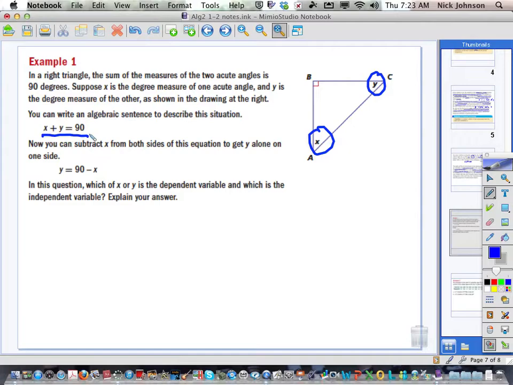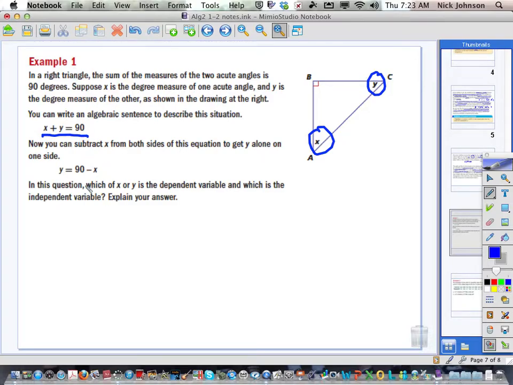Suppose x is the degree measure of one acute angle and y is the degree measure of the other. They're both acute because they have to be under 90. You can write an algebraic sentence to describe the situation. They got x plus y equals 90. X plus y has to equal 90. Now you can subtract x from both sides of the equation to get y alone on one side. So that's what they did. They subtract x.